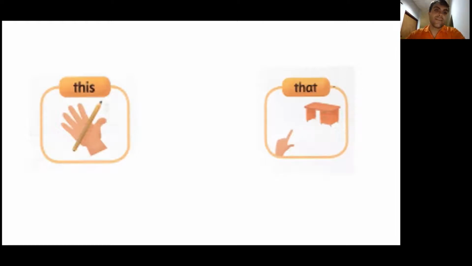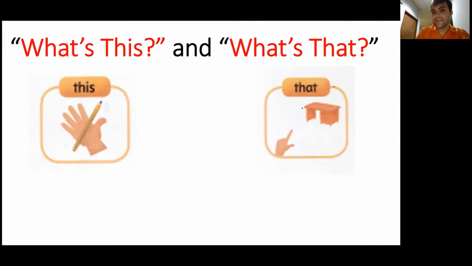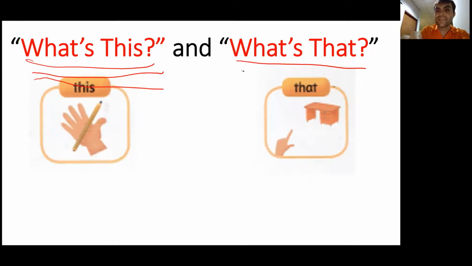Okay. Remember, for things close, we say what? Right. This. For things far away, we say that. What's this and what's that? So repeat after me. What's this? What's that? Very good. Now we're gonna do some exercise.